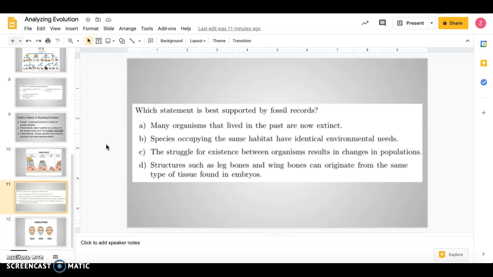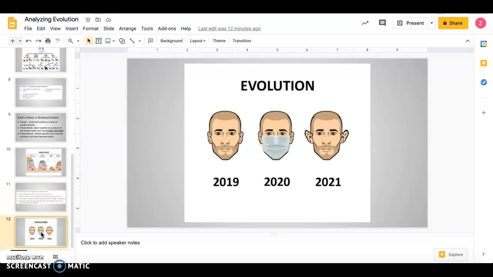What about C? The struggle for existence between organisms results in changes in populations. Again, struggle for existence, that kind of leads us to think about living animals. Living organisms, and changes in populations, a population or a group that's living. And we know fossils are not living. We get rid of C. And then D. Structures such as leg bones and wing bones can originate from the same type of tissue found in embryos. And yes, while that might be true, we've talked about that before, it doesn't apply to fossils. In Regents questions, we're often looking for the best answer. In fossils, the best answer is that they show many organisms that lived in the past but are now extinct. And that's the end of our lesson.